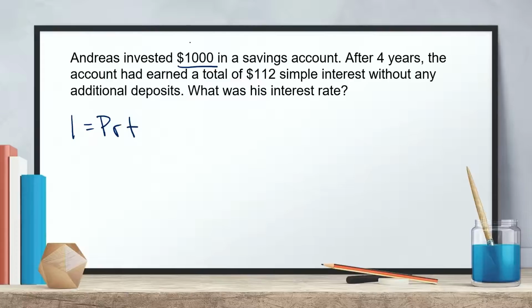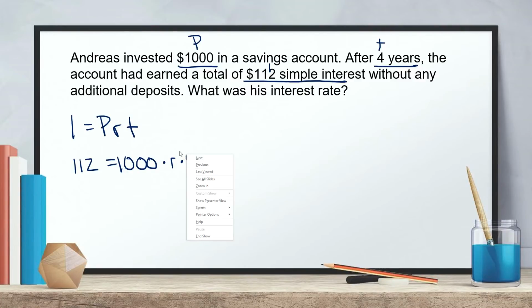So 1,000 was the principal. 4 years was the time. It's already given in years, so we're good. And 112 simple interest was the interest. Now we're going to do this just like we did any other equation. So 112, that's the interest, equals the principal, 1,000, times the rate, which we don't know, that's our unknown, times the time in years, which is 4 years.